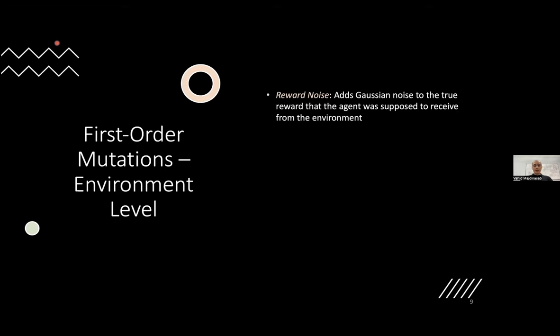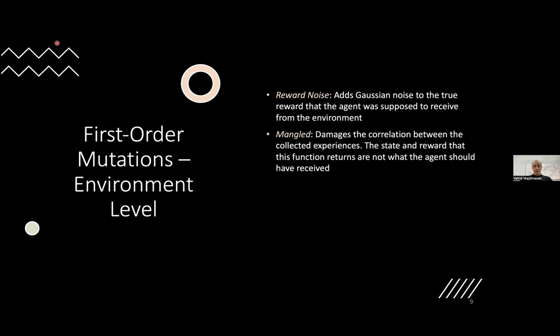Here, we try to simulate the faults that the developers can make when they're designing the RL environments that the agent is to be trained in. First, we have reward noise, in which we add a Gaussian noise to the true reward that the agent was supposed to receive from the environment. Then we have the mangled operator, which damages the correlation between the collected experiences. So here, the agent receives an incorrect state and reward pair for the action that it has taken.